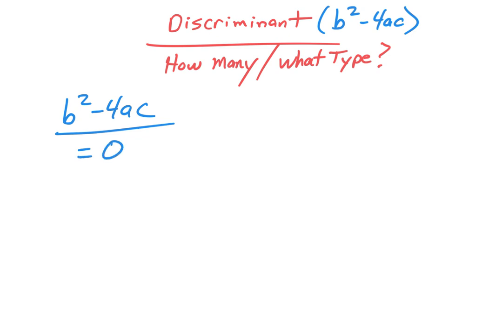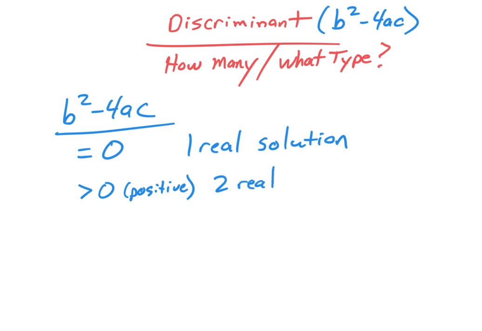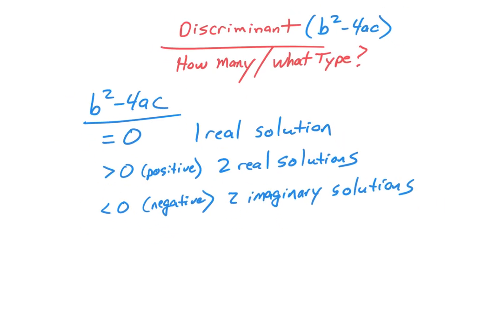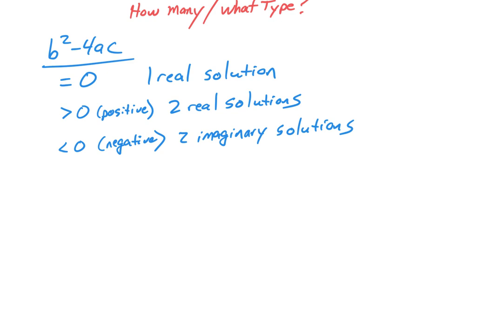If the discriminant is equal to 0, we will have 1 real solution. If it's greater than 0 or positive, we will have 2 real solutions. And if it's less than 0 or negative, we will have 2 imaginary solutions. Those are our 3 possibilities, okay?